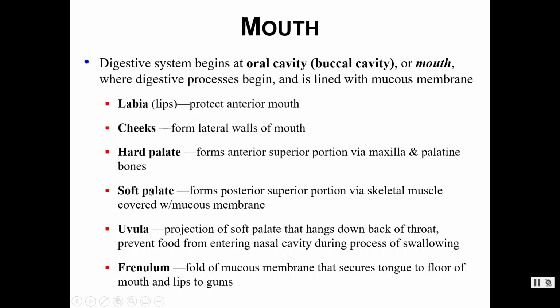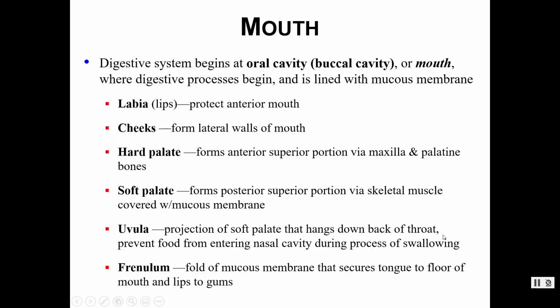Okay, so your hard palate and your soft palate, that's the roof of your mouth. The hard palate is the front portion. The soft palate is the back portion of the roof of your mouth. The uvula, which is kind of hard to say, is the little projection at the back of the soft palate. It's a little thing that hangs down the back of your throat.